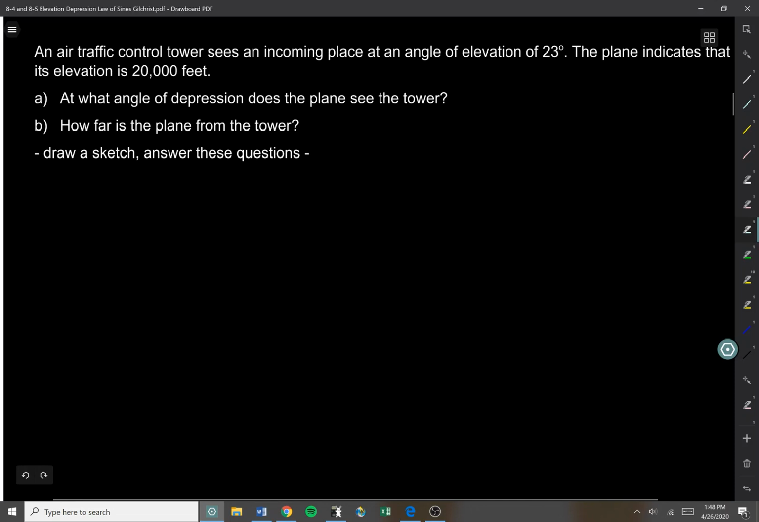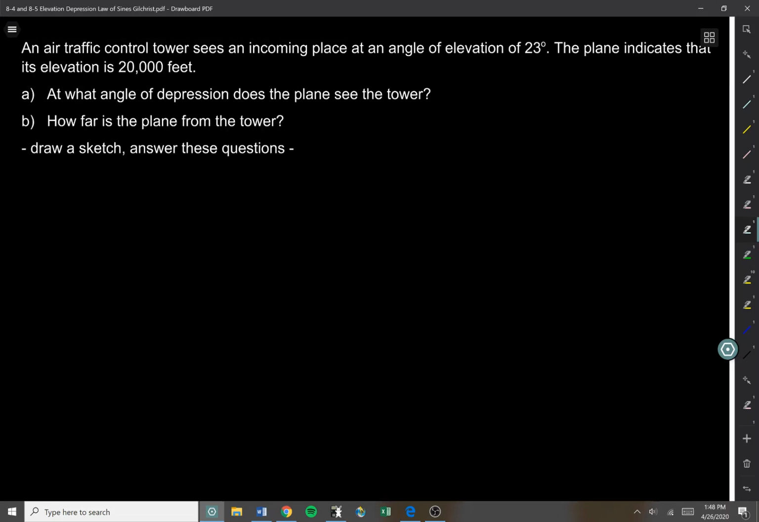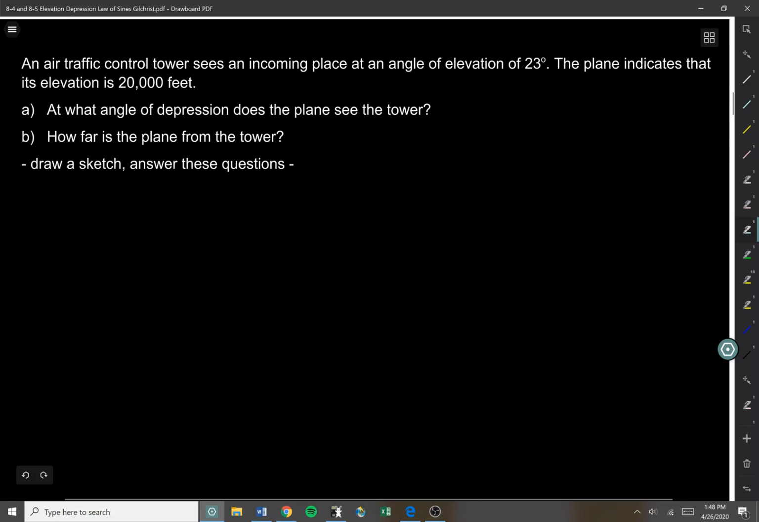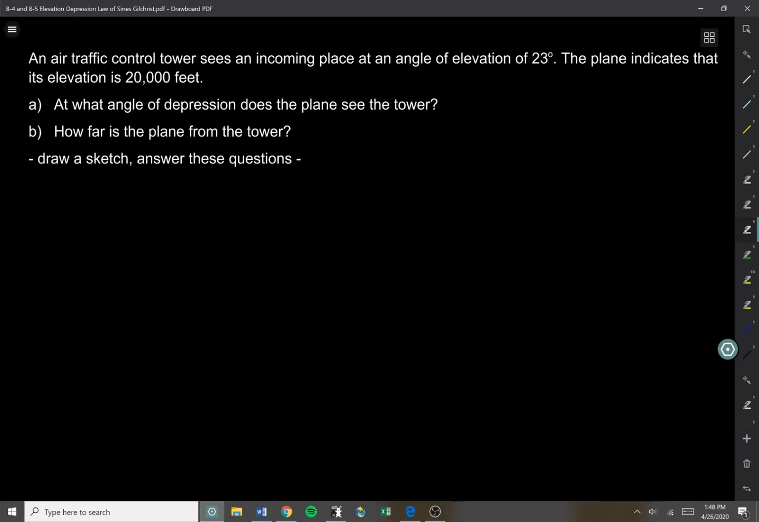So here's your typical angle of elevation and depression type problem. An air traffic controller in a tower sees an incoming plane at an angle of elevation of 23 degrees. The plane indicates that its elevation is 20,000 feet. Part A, at what angle of depression does the plane see the tower? And part B, how far is the plane from the tower? I want you to pause the video, draw a sketch, and try to answer those 2 questions. Actually do that now.